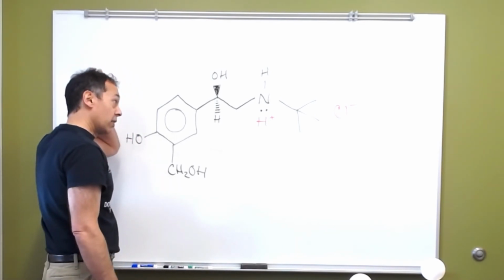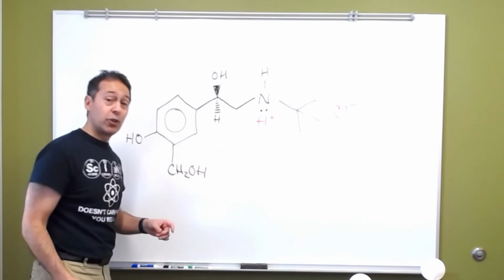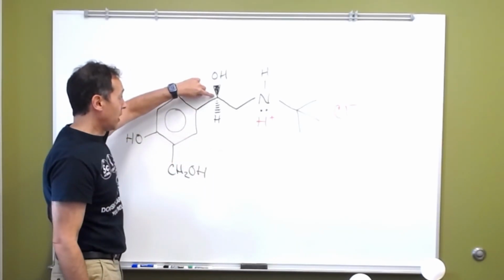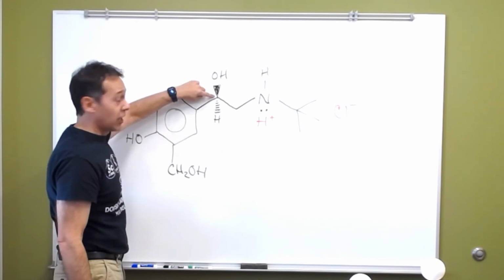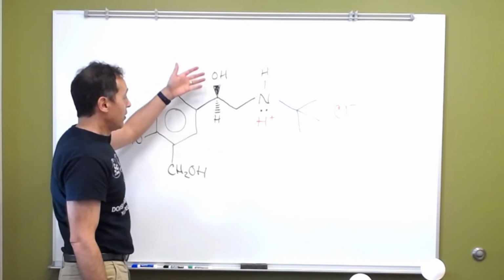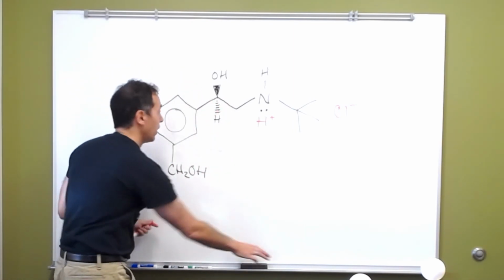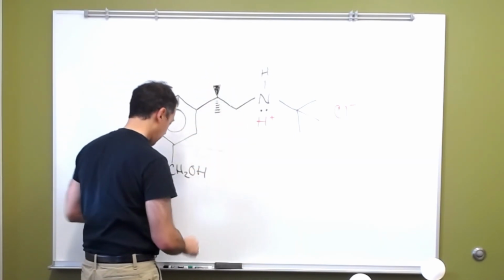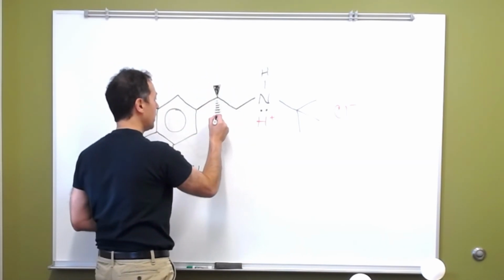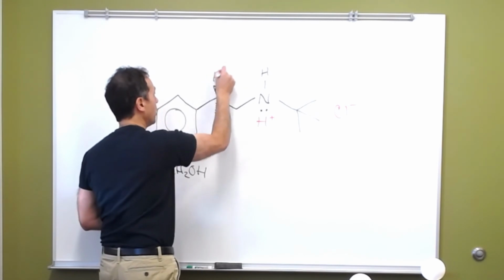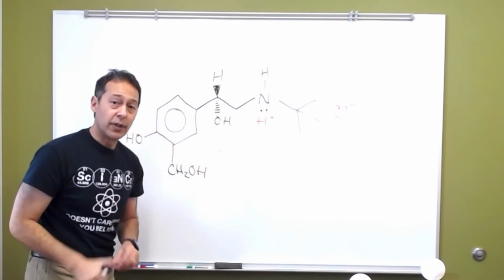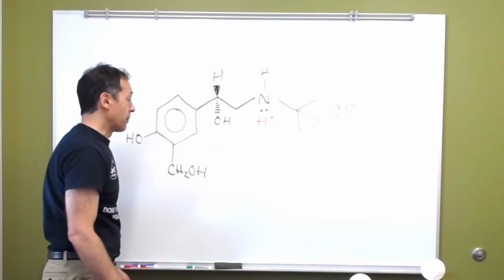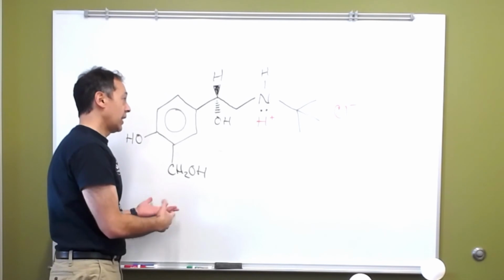Okay, now here's the thing about albuterol. Albuterol is a chiral compound, and that is we have that stereo center here, or a chiral center, and so we can then actually make another version of this. If we were to flip-flop this like this, and then put our hydroxyl group down here and our hydrogen like that, it's a different molecule. And this becomes L albuterol, left-handed albuterol. So you have a right-handed and you have a left-handed.